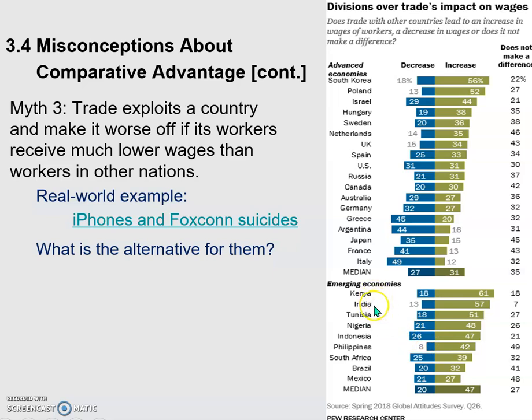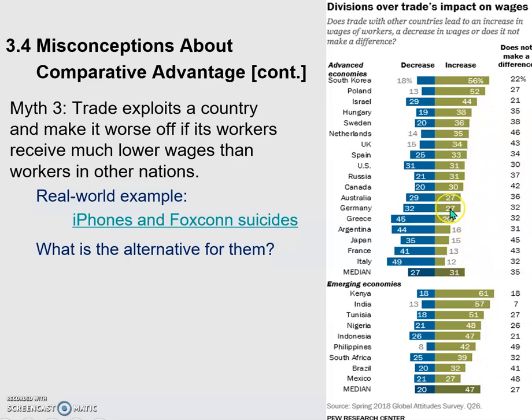Now, as you can see, Kenya, India, Tunisia, Nigeria, Indonesia, Philippines, South Africa, Brazil, Mexico. In every single country, we find more people, either much more or a little more, saying that trade actually increases the wage in their country. The median number is 47 versus 20 for trade increasing wages. What's interesting is, if as this myth says, trade actually lowers their wage, why do people hold that belief, especially in developing countries?